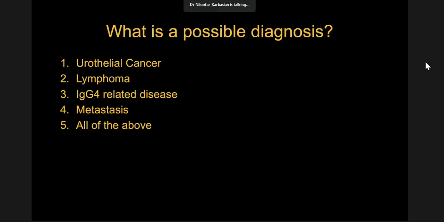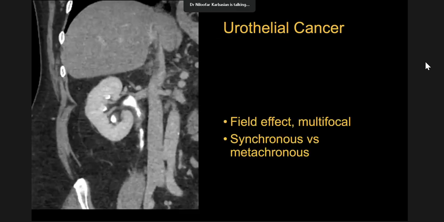Think about the possible diagnosis that this patient can have: urothelial cancer, lymphoma, IgG4 related disease, metastasis, or all of them are possibilities. One take-home message from this presentation: if ever you see all of the above, it's always the answer, and probably the answer of our case as well.